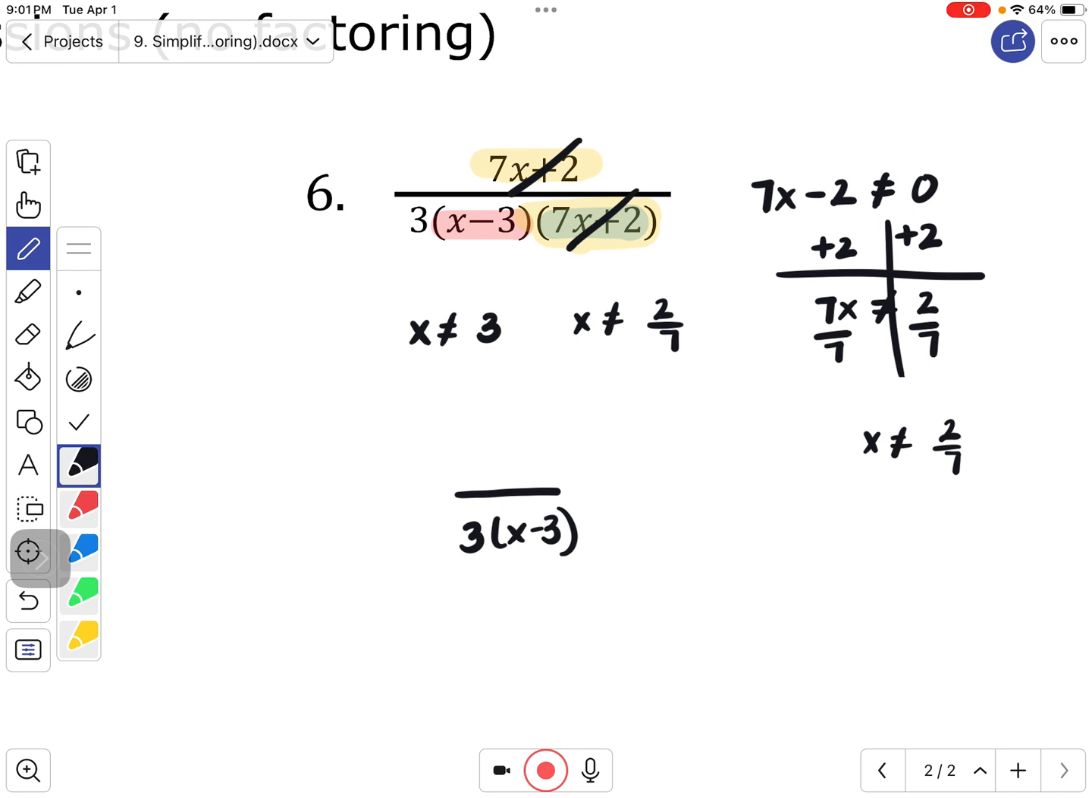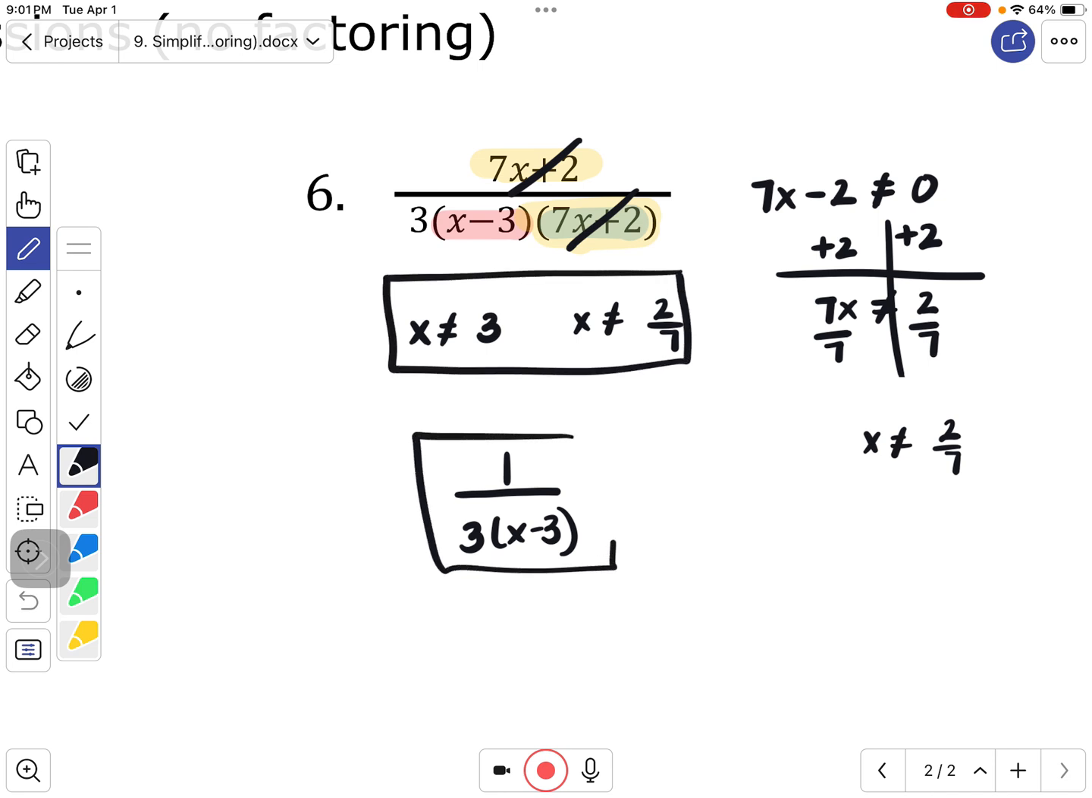There's nothing on the top. So when there isn't anything on the top, we're going to hold that spot with a 1. So this is our undefined values. That's one of our answers. And then this is our simplified rational.